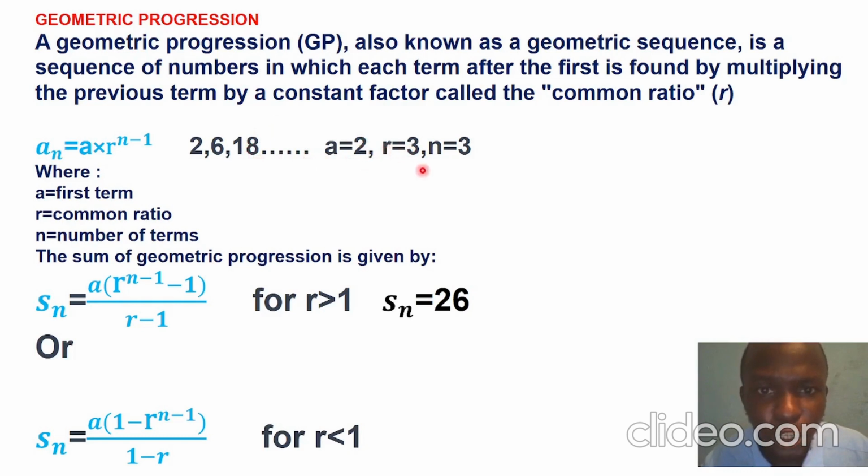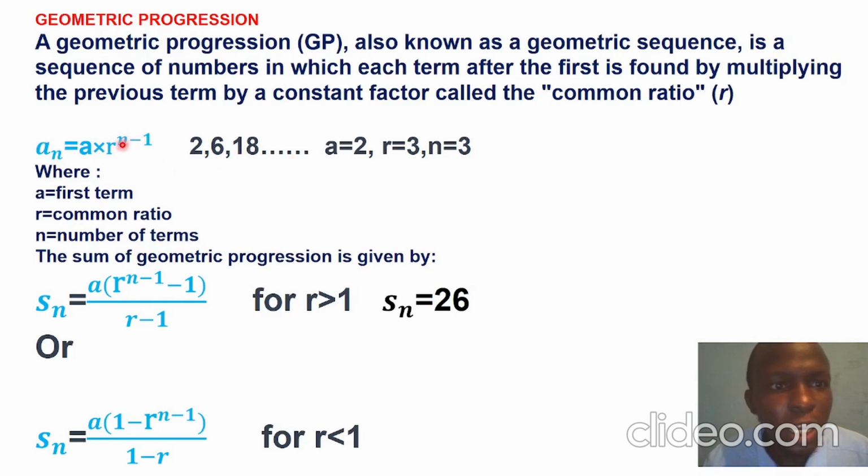r is the common ratio, n is the number of terms. In this case, the number of terms is 3. We can use this formula to calculate the next term, or the nth term, of a geometric progression. Now, a, which is 2, times r, which is 3, to the power n minus 1. n is 3. 3 minus 1 is 2.